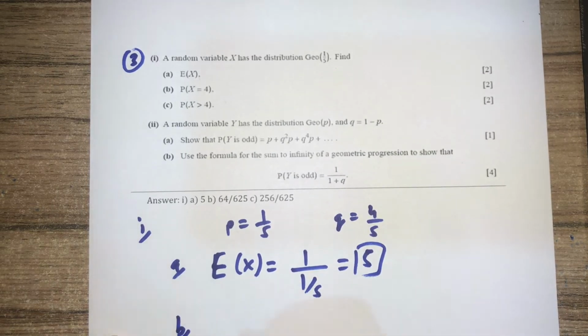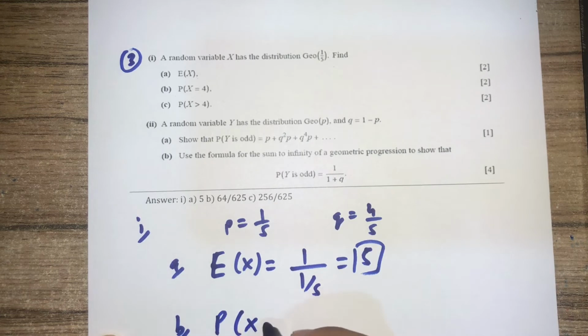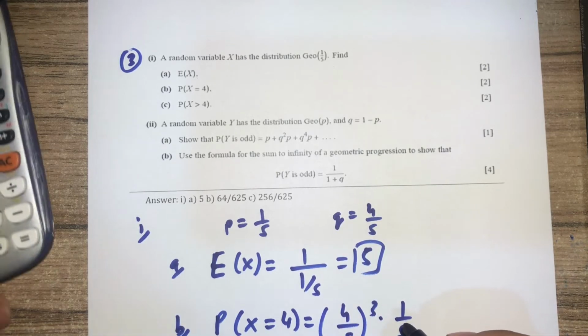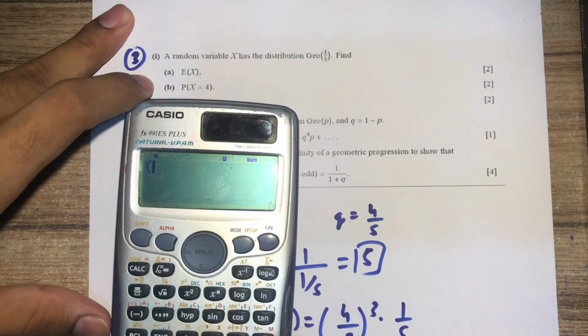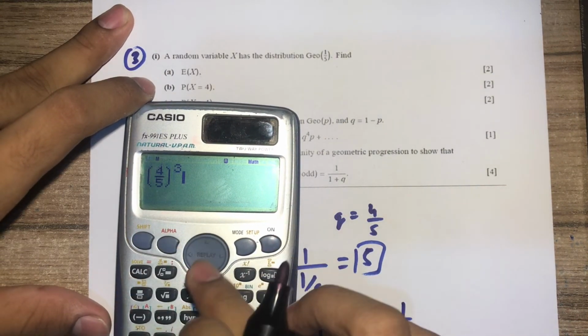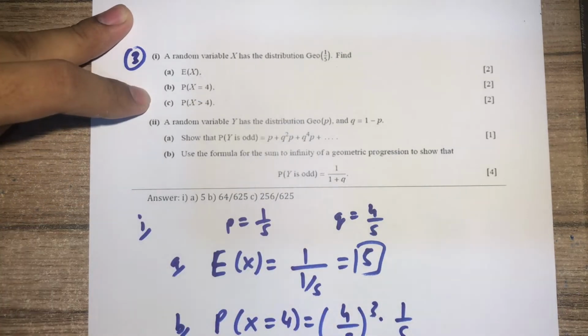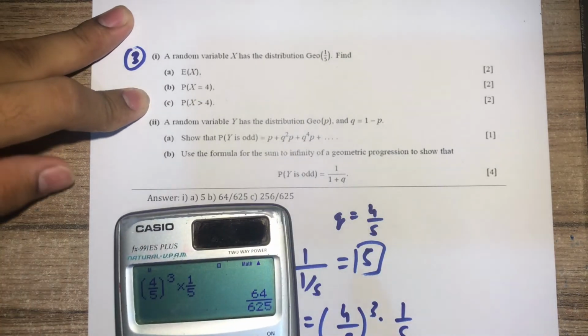Then they're saying find the probability of x equals 4. So the formula is q power n minus 1 times p. This is 64/625.